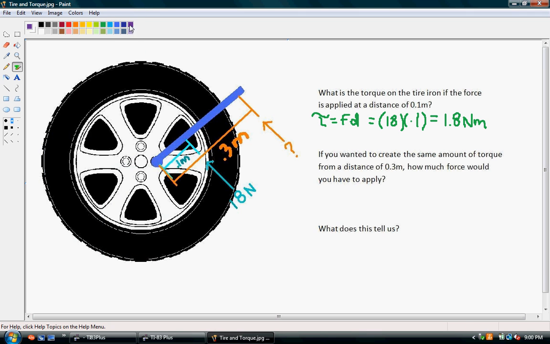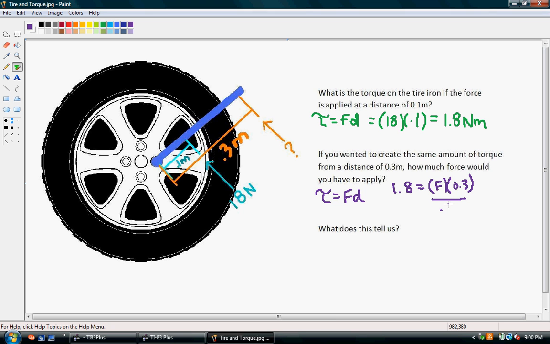The second question asks, if you wanted to create the same amount of torque from a distance of 0.3 meters, so from this new distance here, how much force would you have to apply? So we have the same equation, torque equals force times distance, and we want the same torque. So our torque is going to be equal to 1.8 Newton meters, and we're trying to find this force here, and the new distance is 0.3 meters away.